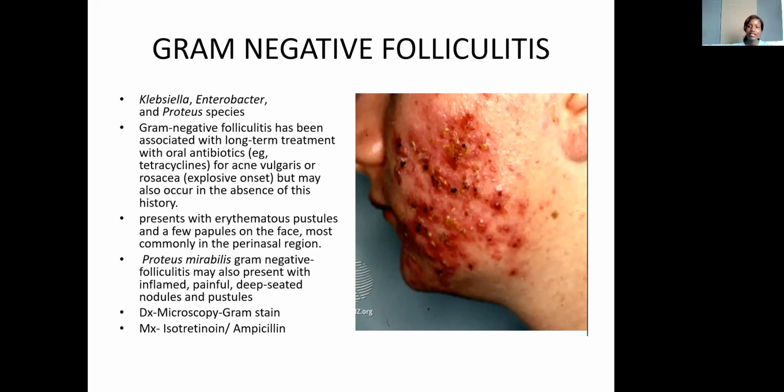Another condition to be aware of is gram-negative folliculitis. This will commonly occur in patients who've been on long-term antibiotic treatment while on management for acne. These patients tend to present with erythematous pustules and a few papules on the face, and most commonly on the perinasal area. As from the name gram-negative folliculitis, the common organisms implicated are your Klebsiella, Proteus, or Enterobacter. And if you want to confirm whether this is the case, you can take a swab and do a gram stain of one of the pustules, and you'll see gram-negative bacilli. So the management in these patients would be use of isotretinoin.